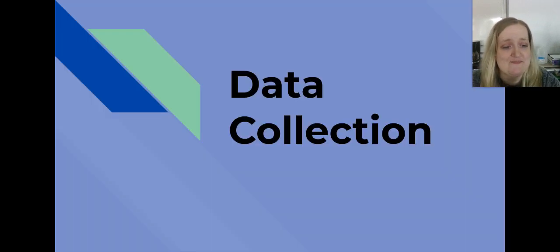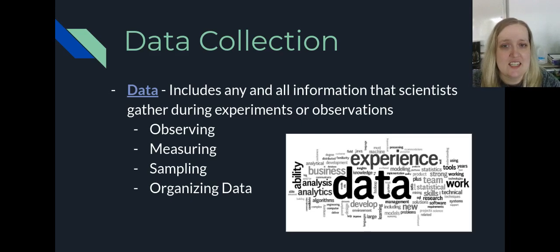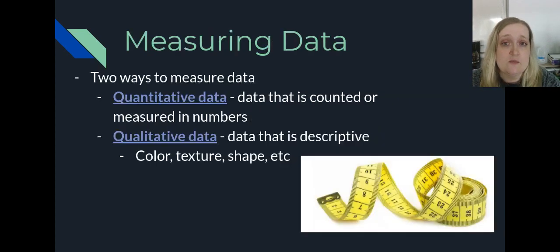Data collection. So what is data? Data includes any and all information that scientists gather during experiments or observations. Data collection can include observing, measuring, sampling, or organizing data. The first one is measuring data. There are 2 ways to measure data. You can either measure data in a quantitative way or a qualitative way.